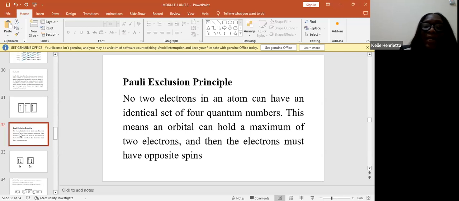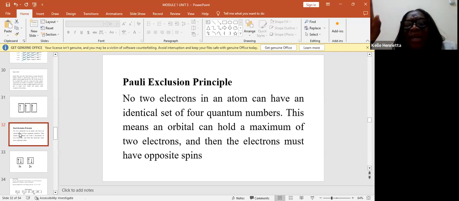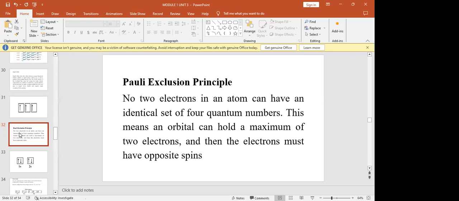But what it is saying is that an orbital can hold a maximum of 2 electrons, and then the electrons must have opposite spins, because electrons spin around. That is why they have charges.